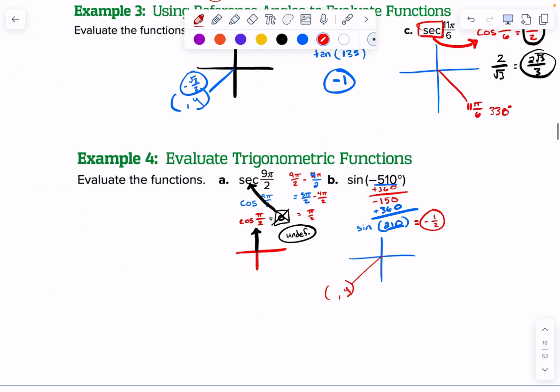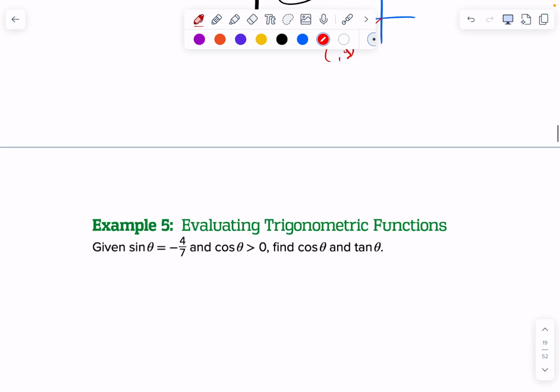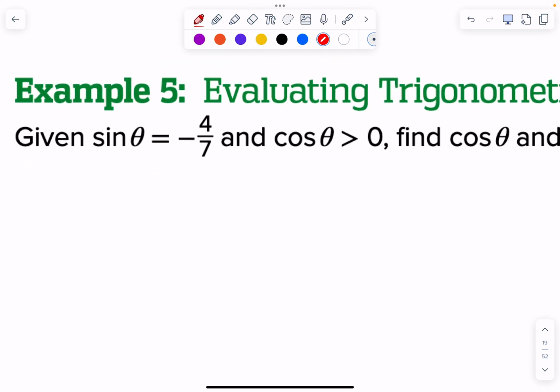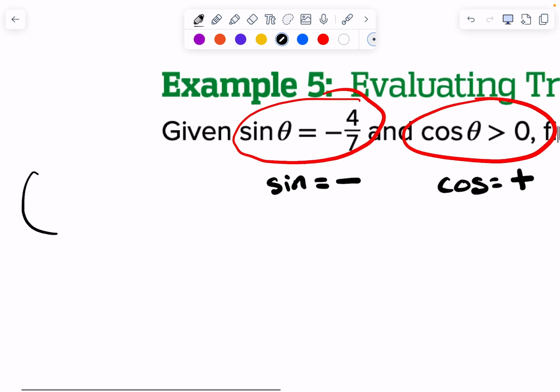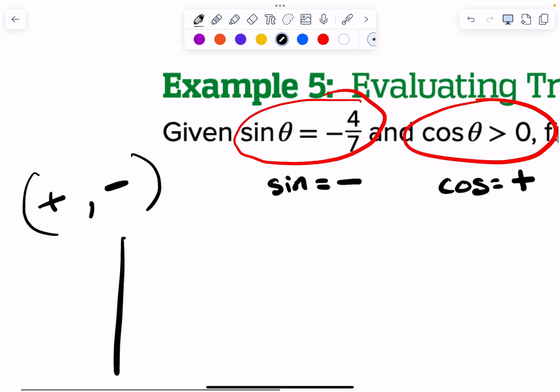Okay. Problems 5 and 6 are kind of similar to each other. You have 2 pieces of information that you're given. Circle them. You need to pay attention to these 2 pieces of information and the signs. Here, sine is negative. Here, cosine is positive. Cosine is the x-coordinate. What quadrant has cosine positive and sine negative? 4. So you're going positive in the x direction and negative in the y direction. That is the 4th quadrant.